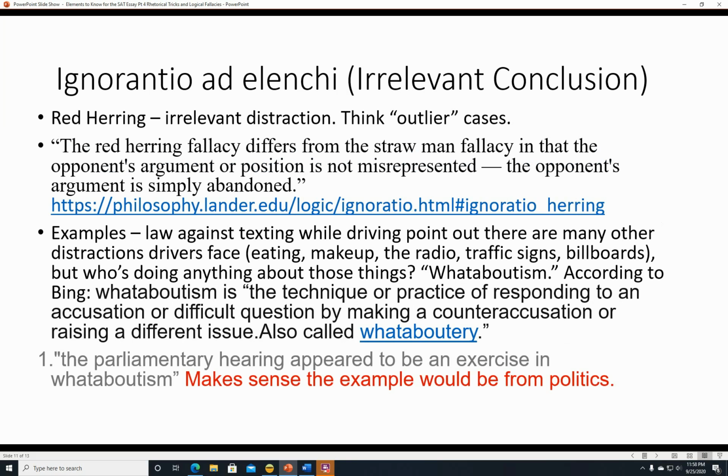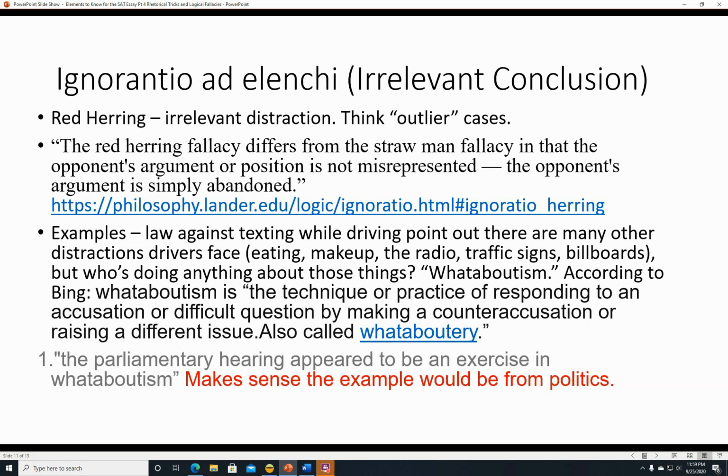And continuing more with this argument, the irrelevant conclusion. I don't feel like saying this Latin phrase again. There's the red herring. It's an irrelevant distraction. So you can think outlier cases. The red herring fallacy differs from the straw man fallacy in that the opponent's argument or position is not misrepresented. It's simply abandoned. So again, the red herring, it's stated here at philosophy.lander.edu. So it's just something that's completely irrelevant.